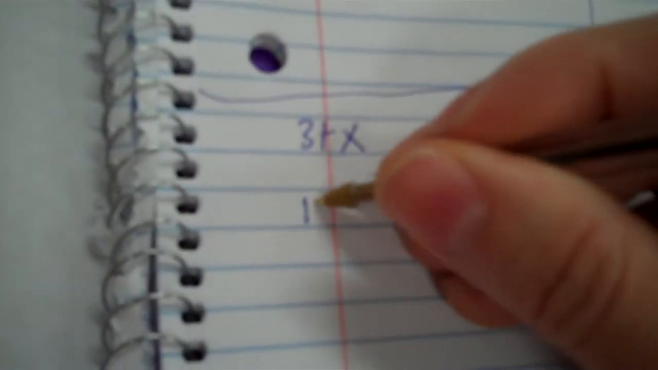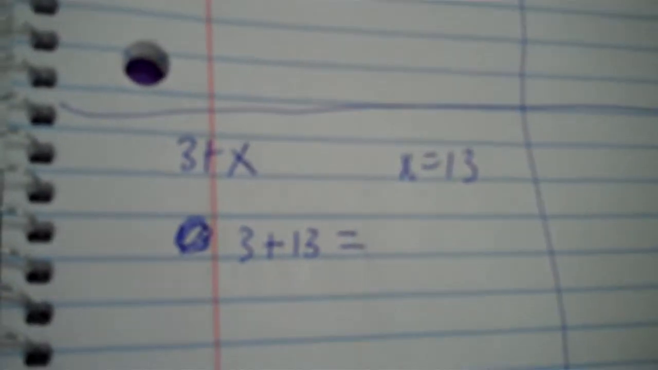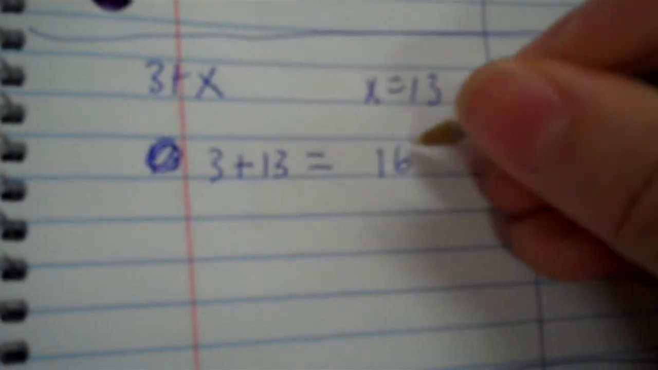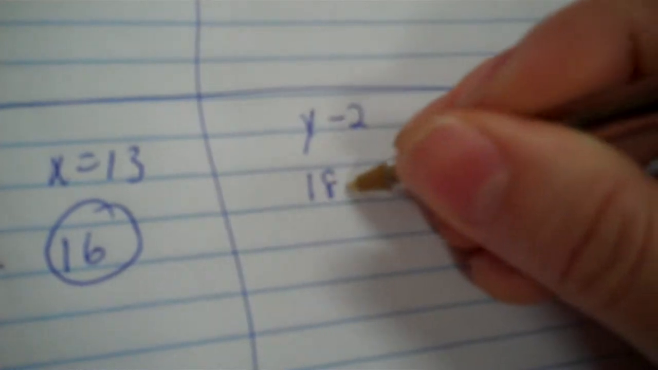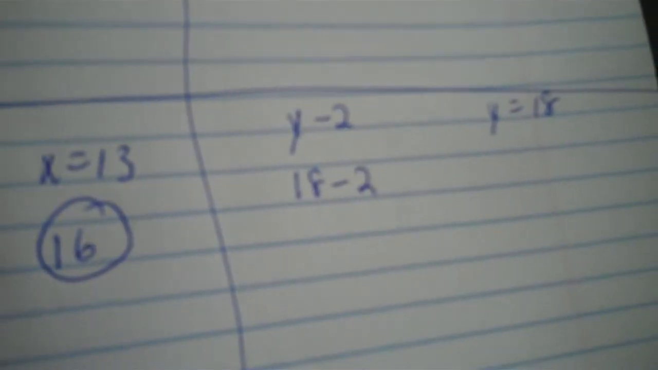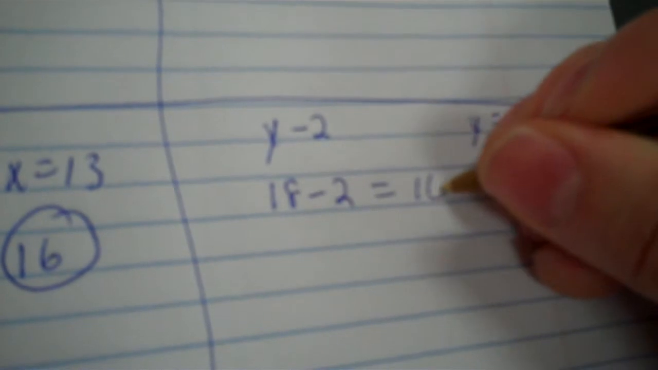Okay, our next problem, 3 plus x. X equals 13. So put 13 in place of the x. So we have 3, keep it in order, plus, now substitute 13 where x is at. So 3 plus 13 is 16. All right, next one, y minus 2, y equals 18. So I put 18 where y is at, minus 2. 18 minus 2 equals 16.